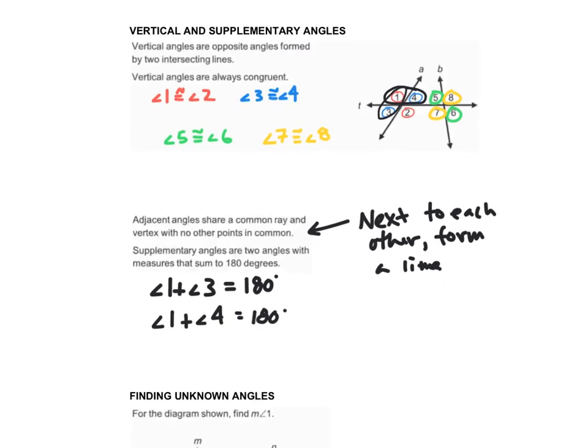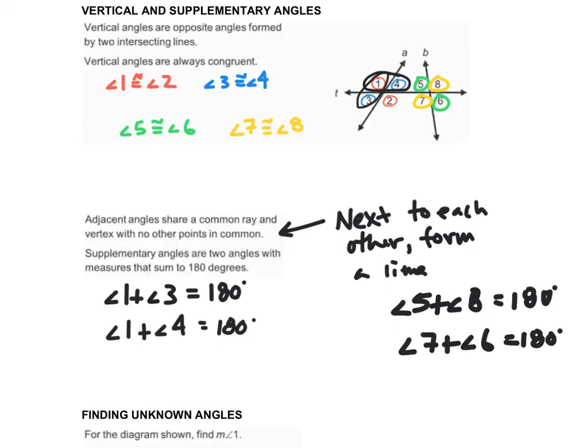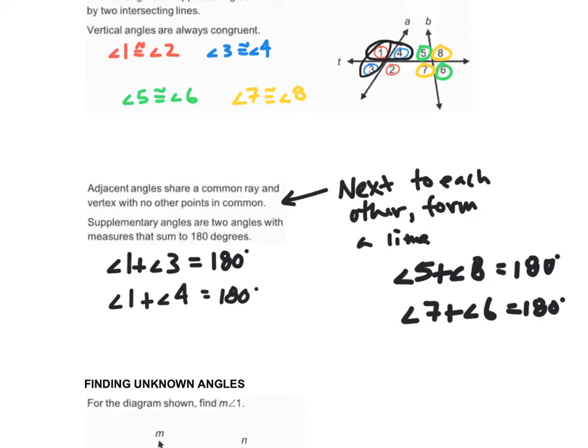So that's what we're doing here. I'm not going to write down all of them, but I could write down that 5 and 8 added together, angle 5 plus angle 8 gives you 180 degrees. I could say that angle 7 plus angle 6 equals 180 degrees. And I can keep going, but if they're next to each other, then they add up to 180 degrees. So let's apply that.